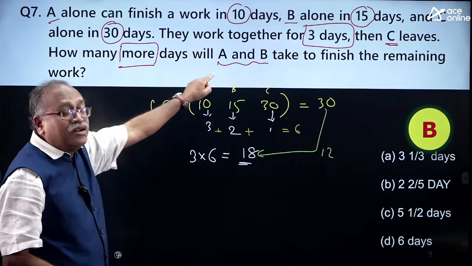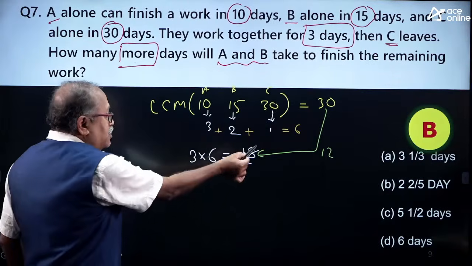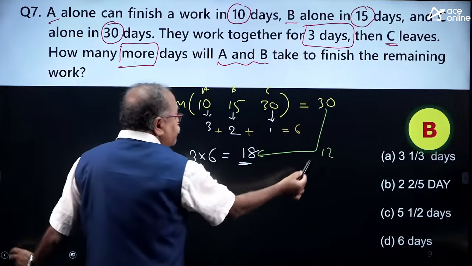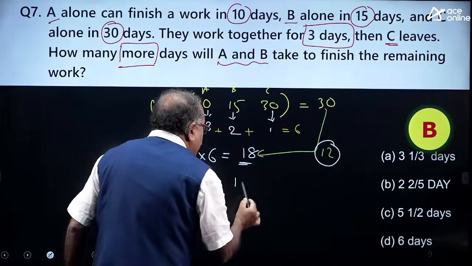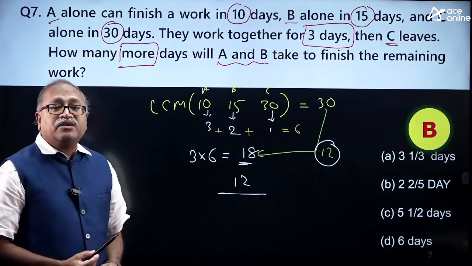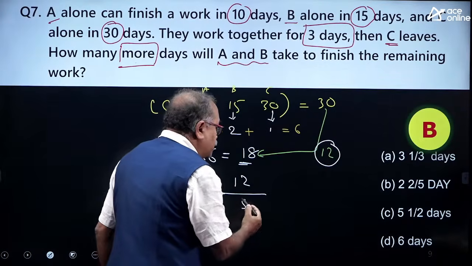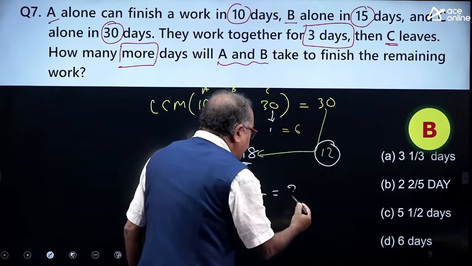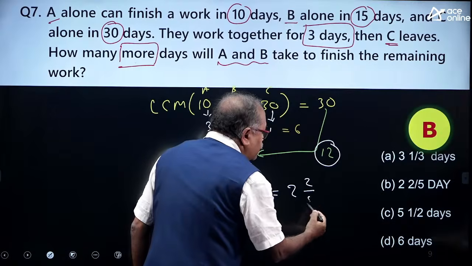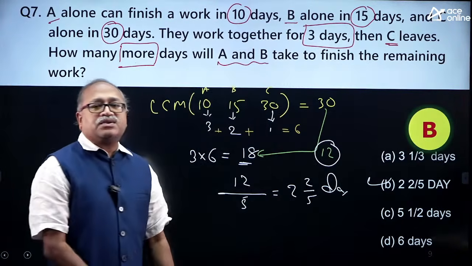Anyhow, did you notice the words: how many more days will A and B take to complete the remaining work? And the remaining work, we notice, is 12. So 12 divided by A's 1 day work 3 units plus B's 1 day work 2 units, that is 3 plus 2, 5. So that comes to 12 by 5, that is 2 by 5 days. That's here, the option choice B comes.